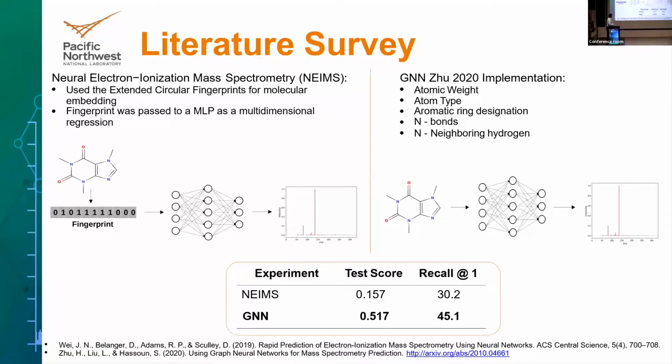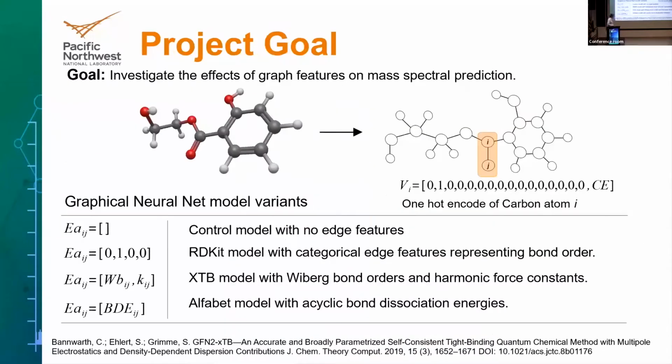So there's no assumption step here of choosing a fingerprint that might be relevant to fragmentation or to classification of fragmentation pathways. So this is a much more powerful technique that's actually borne out in the literature with test set scores of 0.15 versus the NIMS fingerprint architecture of 1.57. So the GNN wins out over fingerprint-based approaches.